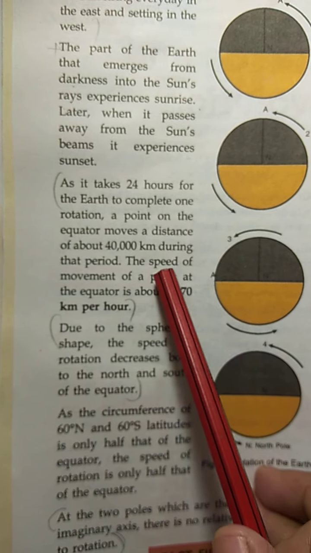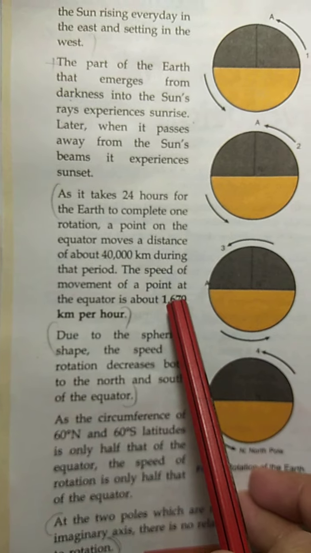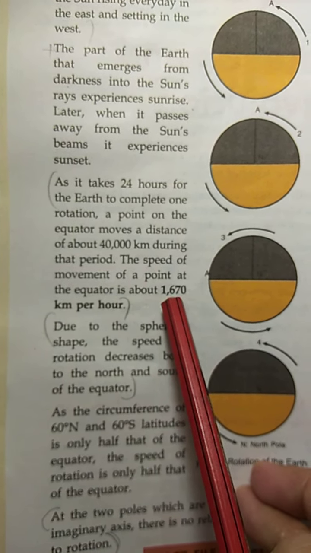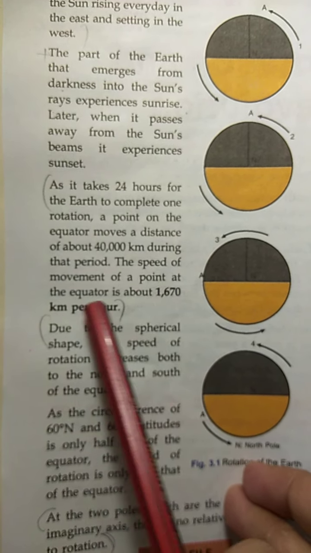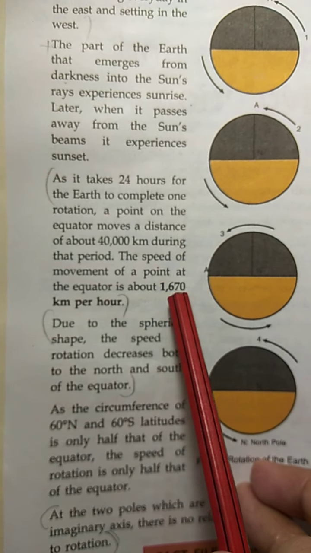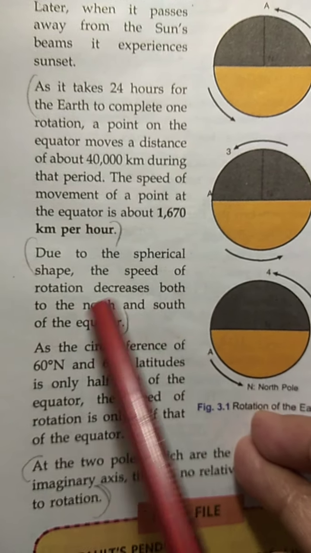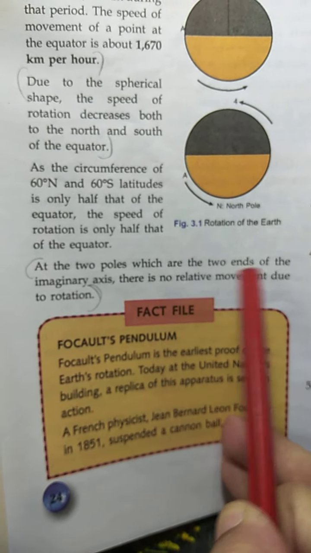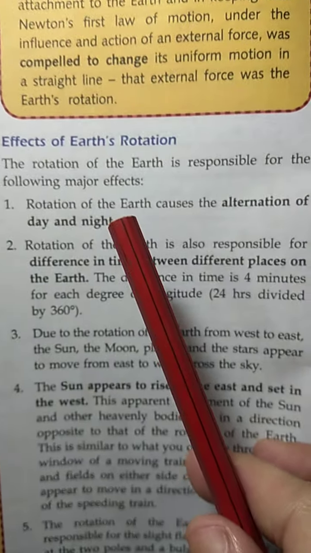Now this speed decreases as we move away from the equator towards the poles, and near the poles actually the relative speed of the earth is 0. Okay, so the speed of movement of a point at the equator is the maximum. It is about 1670 kilometers per hour. Due to the spherical shape, the speed of rotation decreases both to the north and south of the equator. And at the two poles, which are the two ends of the imaginary axis, there is no relative movement due to the rotation. Now what are the effects of Earth's rotation?